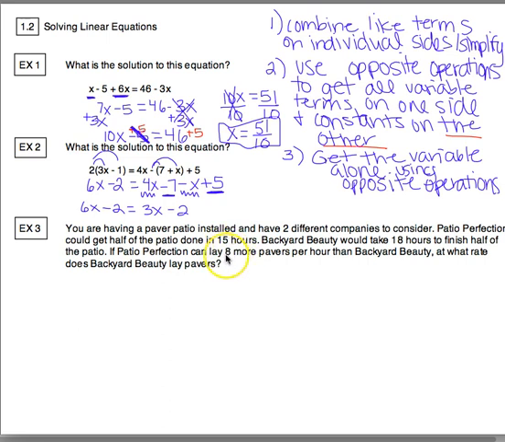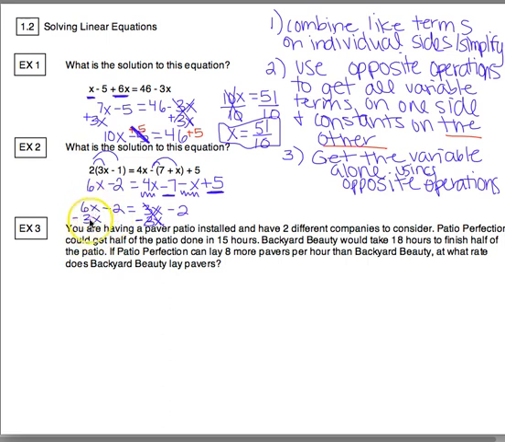All right, so now I'm ready for step 2. Use my opposite operations to get all my variables on one side and all my constants to the other. So again, since the 6x is bigger, I'm going to move this 3x term over to the left side. Right now, that 3x is positive, which means it's added. So the opposite operation would be to subtract. So subtract 3x on both sides there.